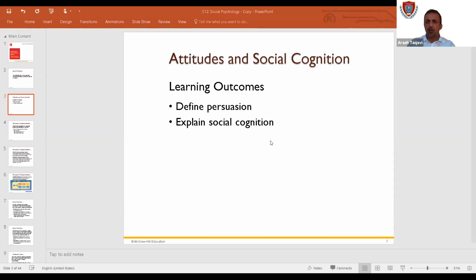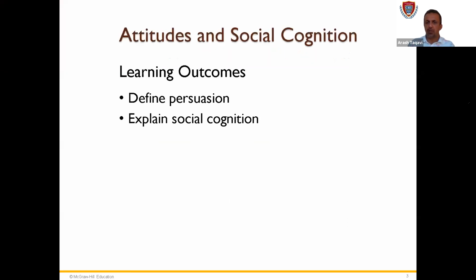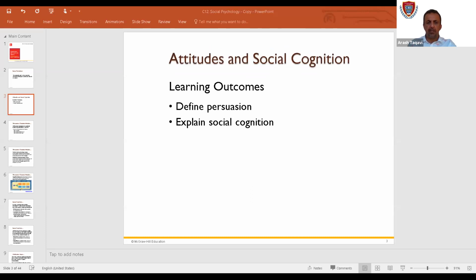The first part, we talk about attitudes and social cognition. Define persuasion, explain social cognition. Before entering this part, I like to show you this part, persuasive technology, Stanford.